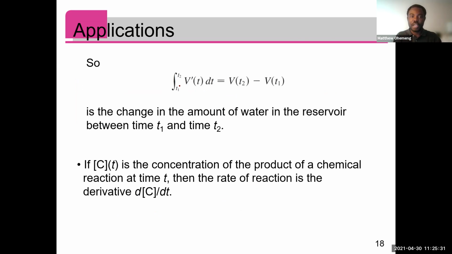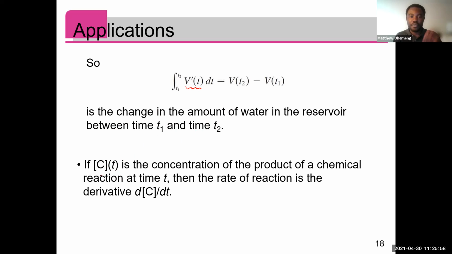Then if you are asked to evaluate the definite integral from t1 to t2 of V prime of t, we say this one is a rate of change. So if we are looking at the definite integral of a rate of change, then it's just a net change, right? So that'll be V of t2 minus V of t1. That's the net change in the amount of water in the reservoir between t1 and t2.